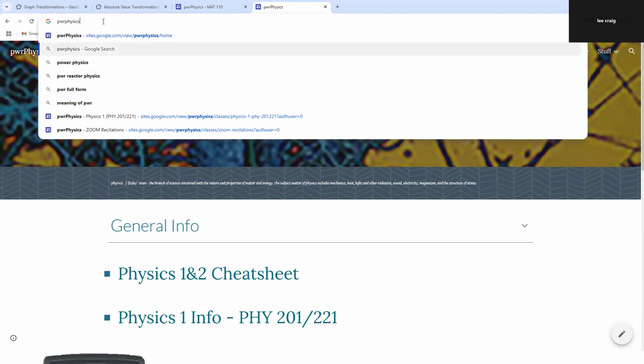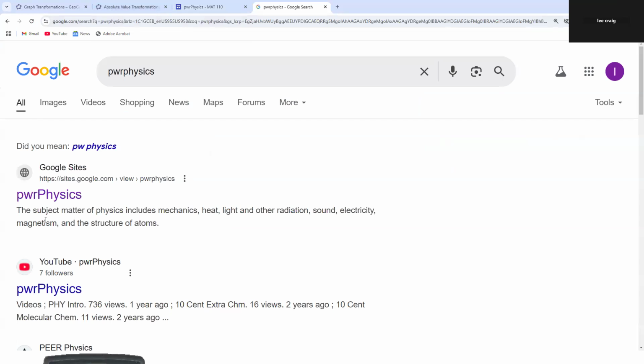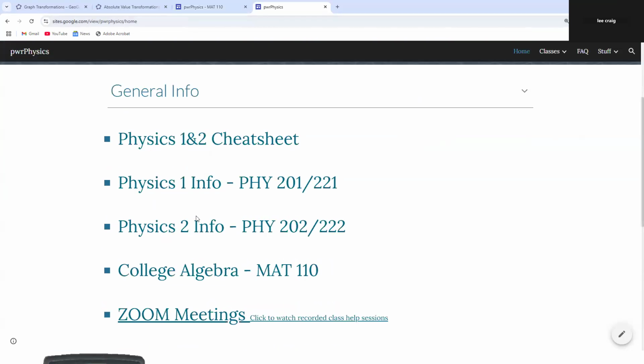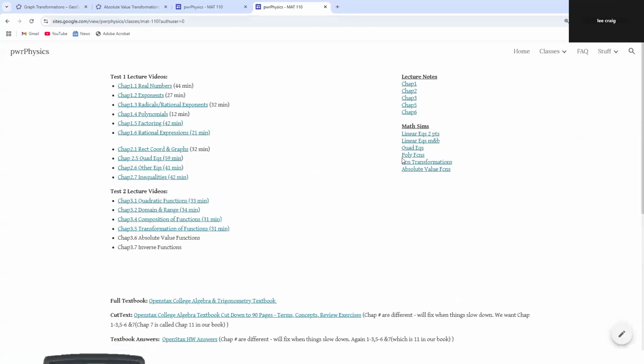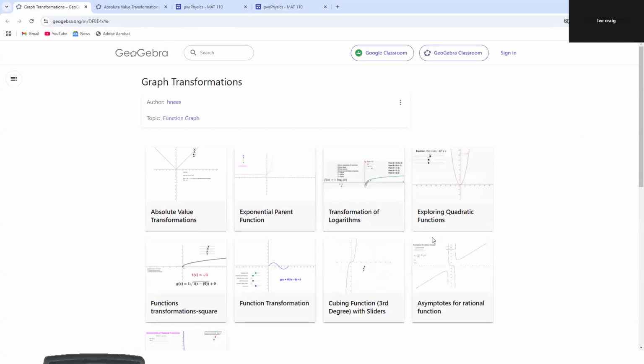There's a Google search, right? So it's just right there, a little Google site. It's got all my stuff in it. Go down to the math information, college algebra, Math 110, and there's all those simulations that we've seen. I've already got a couple of these pulled up. Here are a whole bunch of them.